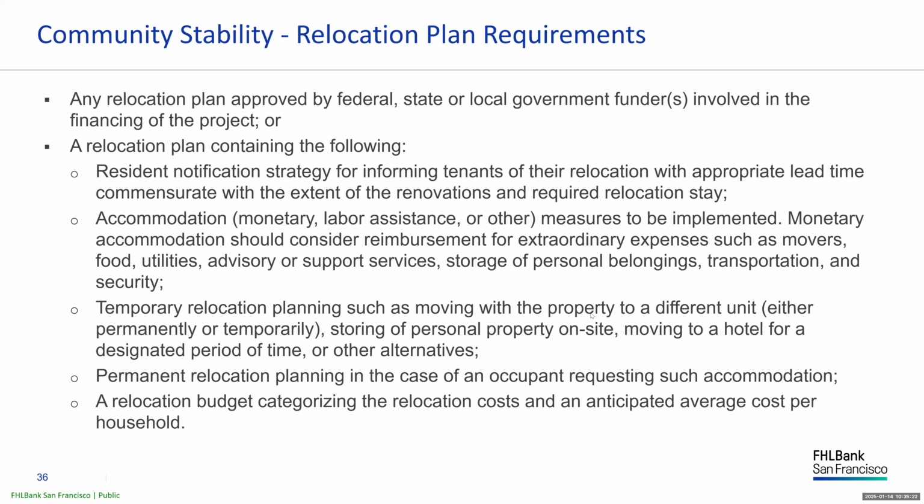If your project is required to go through a relocation plan process by one of its other funders, this should be fairly straightforward as you can just submit your relocation plan that has been approved by that funder, as noted here. If you do not have a plan approved by federal, state, local government funders, you can write your own plan. But make sure it meets all the points in this slide, including a budget. This applies to temporary relocation within a building, as well as permanent relocation and relocation where households are moved out of the project for a period of time while work is completed.